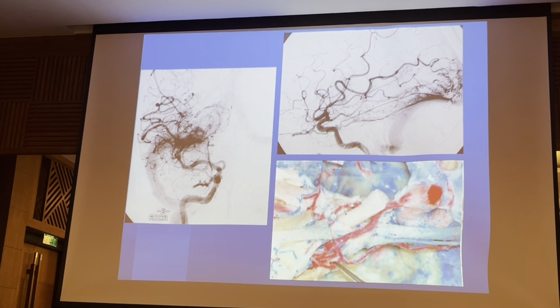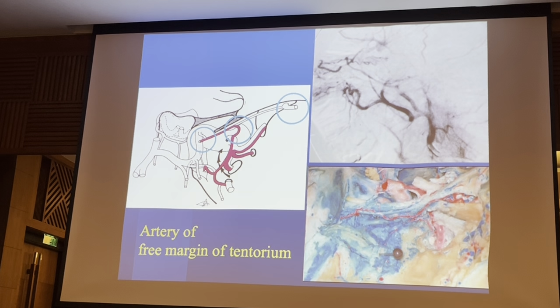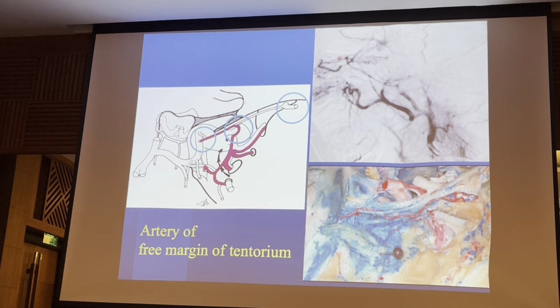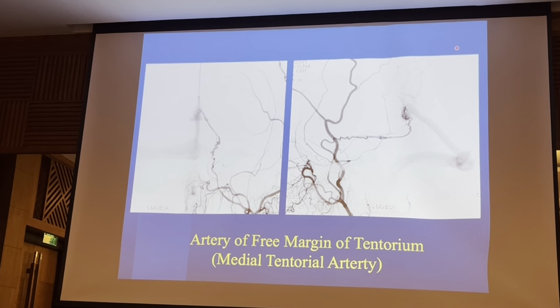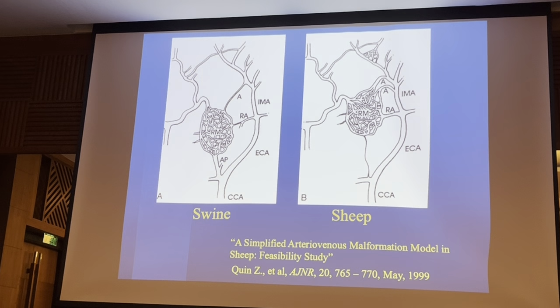Okay, this is Philip's specimen, which is showing the ophthalmic artery giving off the tentorial branch, the medial tentorial branch. Okay? This is again the ophthalmic artery giving off the free margin of tentorium artery, and this is actually originating from the accessory middle meningeal artery. The medial tentorial artery is seen this way. Okay? And I think we discussed the vasa vasorum already.